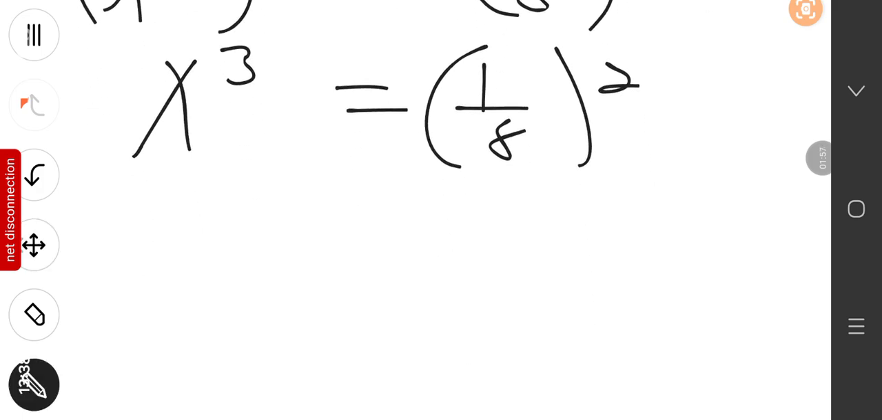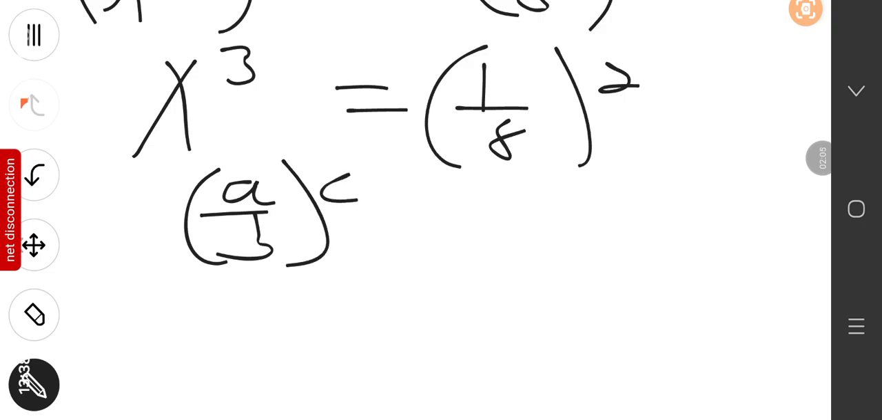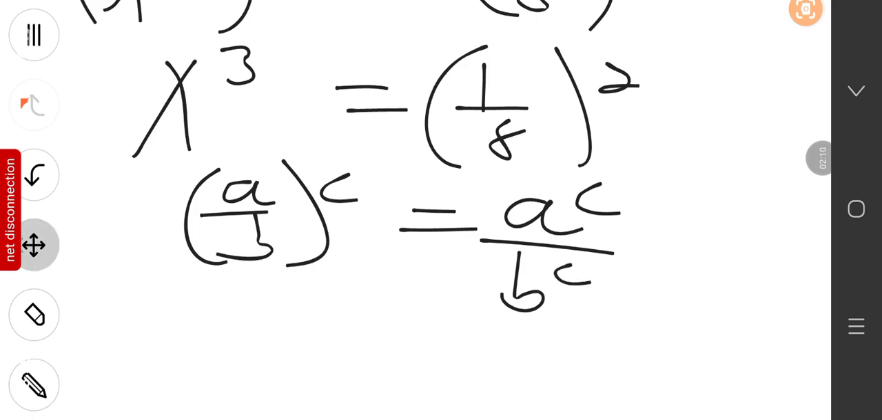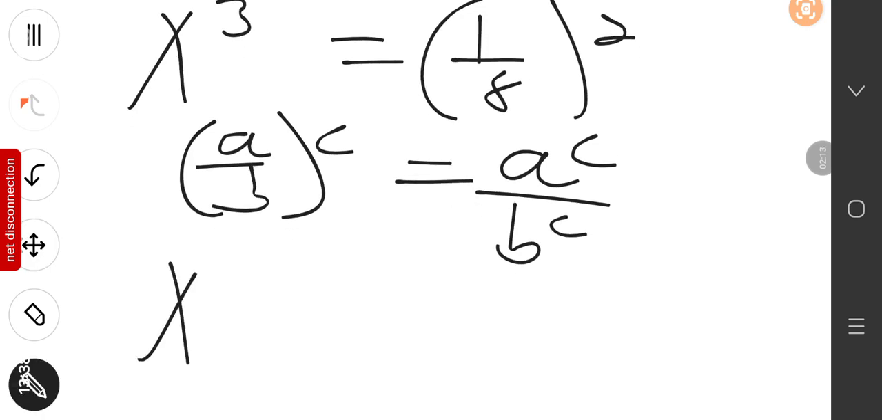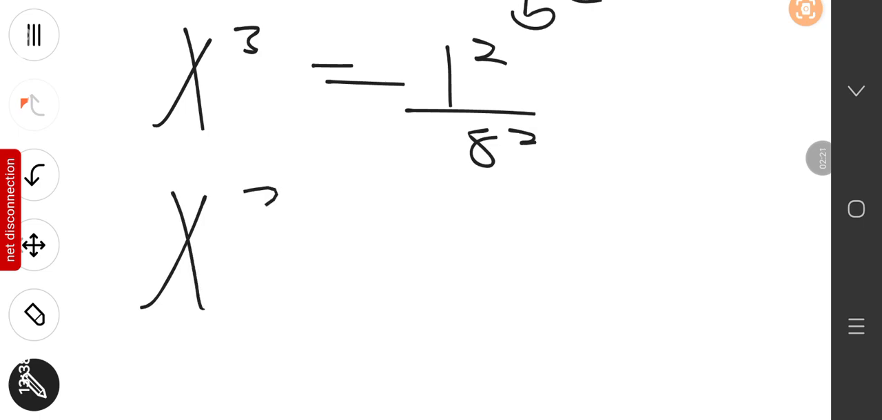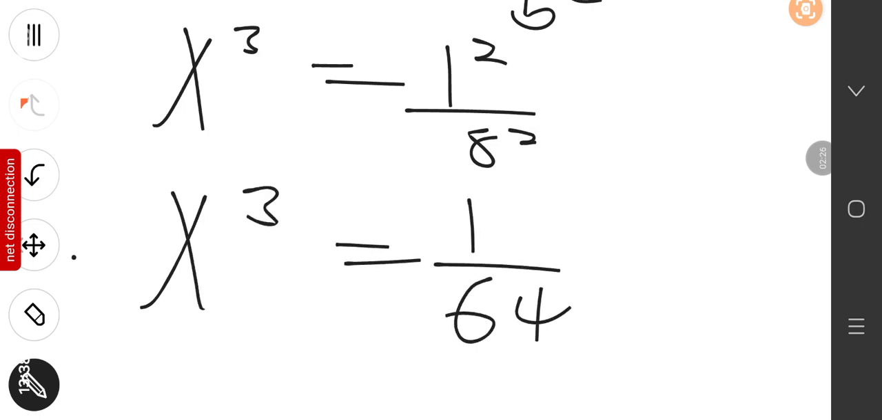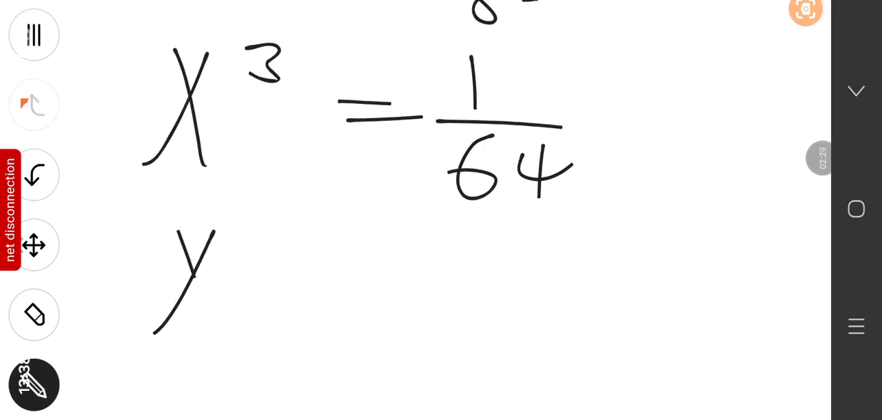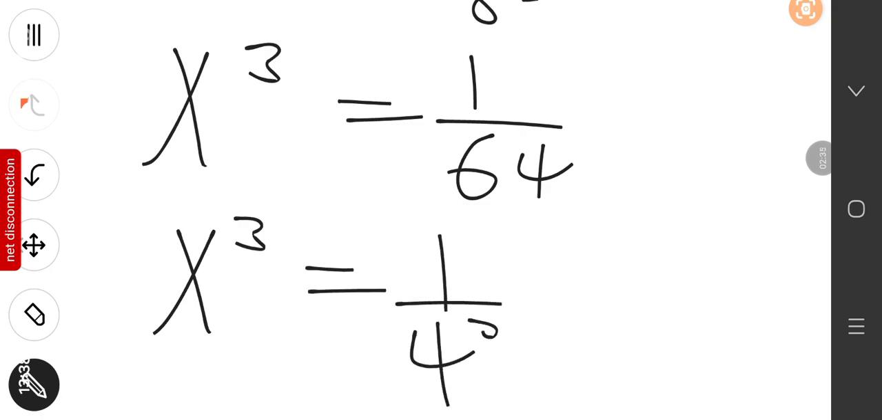Now we're going to apply the quotient rule to evaluate the right side of the equation. If you have a over b in a bracket with exponent c, this gives us a exponent c all over b exponent c. So our equation is going to be x cubed equals 1 squared over 8 squared. Now 1 squared is 1, 8 squared is 64, so x cubed equals 1 over 64, which is the same as 1 over 4 cubed.